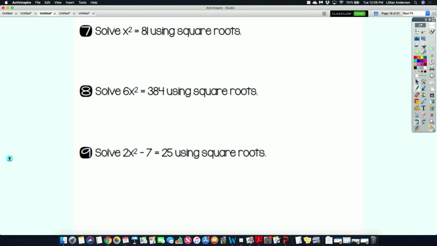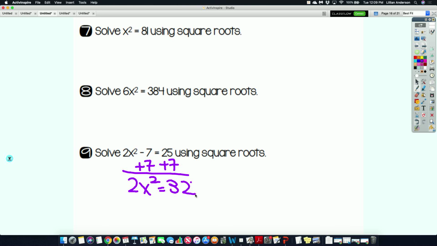So, for example, in number 9, your goal is to isolate the x. How do I get x by itself in number 9? What do I need to do? I need to add 7 first, okay? So that it gives me 2x squared equals, what's 25 plus 7?